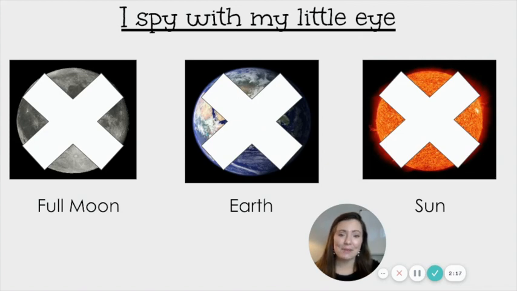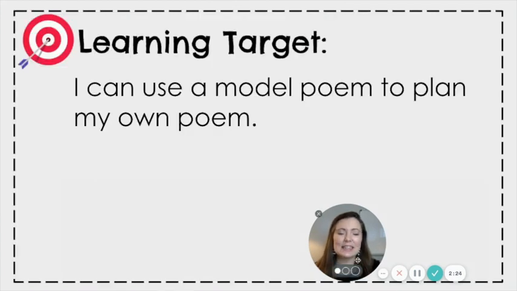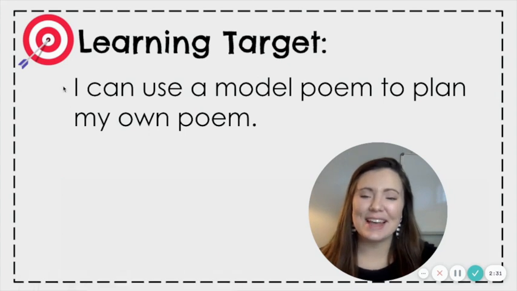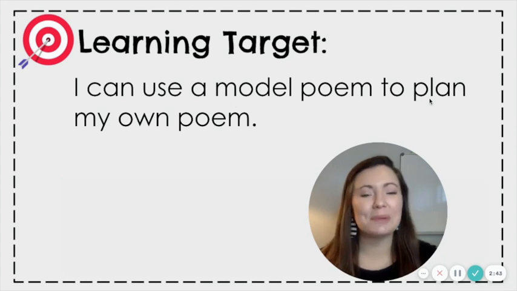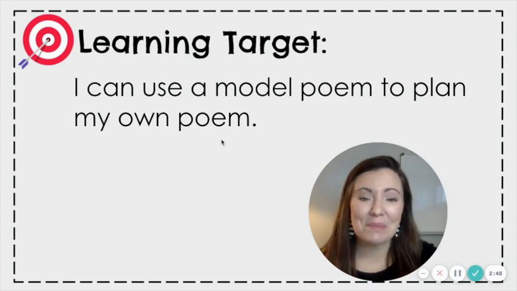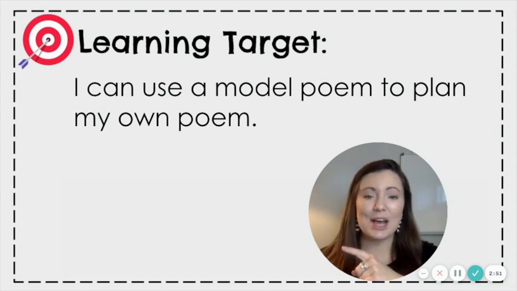Now that we've played a little game and got our brain thinking about things in the sky, let's look at our learning target for today. This target is a continuation of a target that we worked on last week in week 10. Our target says, I can use a model poem to plan my own poem. Let's read that again. I can use a model poem to plan my own poem. We're going to be looking at that same model poem that we looked at last week to help us plan our poem.